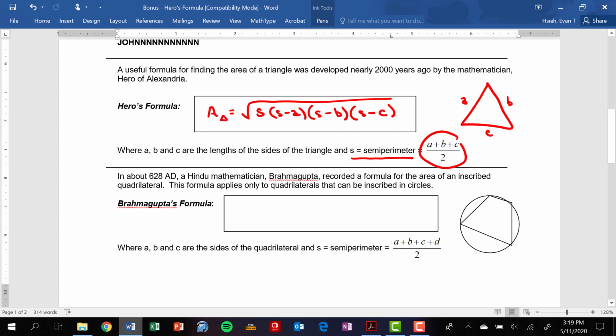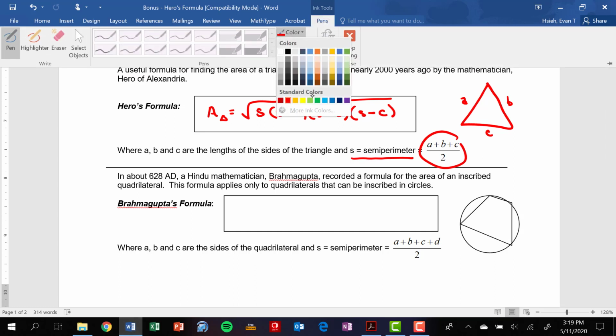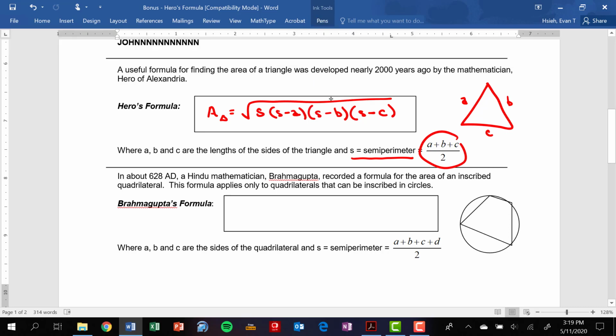So getting back to the worksheet, there's an extra formula here that's related to Hero's formula. It's called Brahmagupta's formula. I love saying that word, Brahmagupta. He was a Hindu mathematician from a long time ago. And what Brahmagupta's formula finds is the area of this quadrilateral. It's called a cyclic quadrilateral, or a quadrilateral that is inscribed inside of a circle. So all 4 of these vertices actually touch part of the circle.